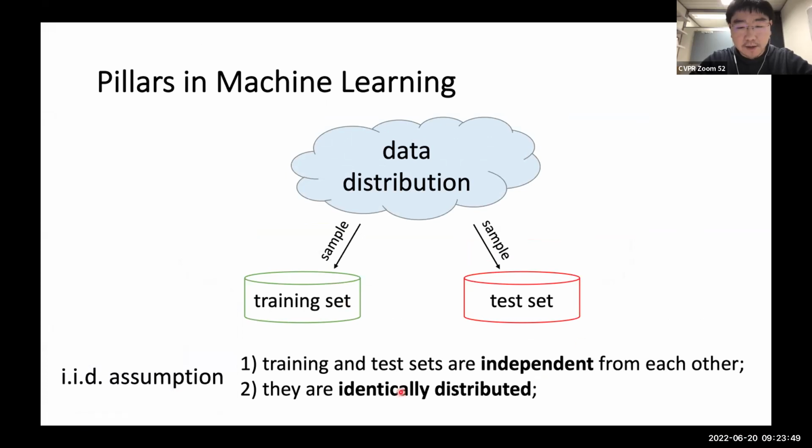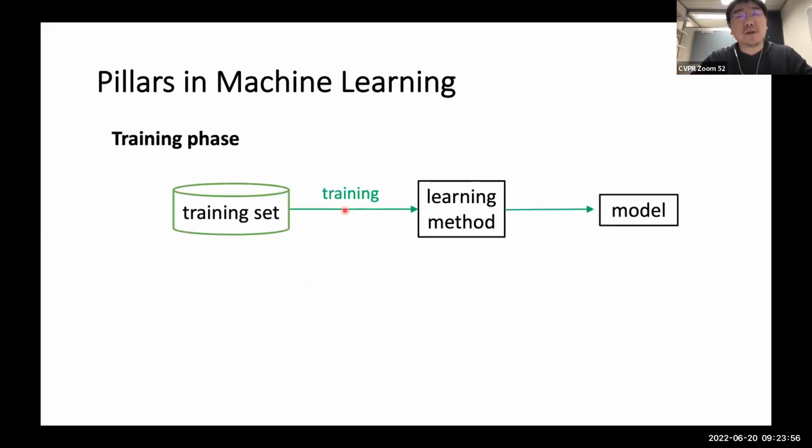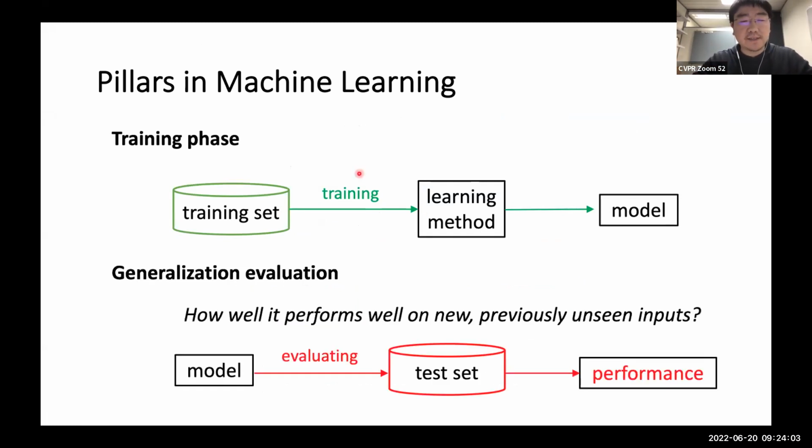Okay. So we also assume that the training and test sets are identically distributed. During training, we use some learning method to obtain a machine learning model. And in testing, when we want to evaluate how well it performs on previously unseen data, we evaluate our model on this previously unseen test set, and we obtain its performance. So it's very standard from our textbook.